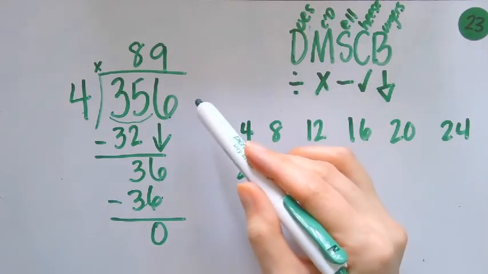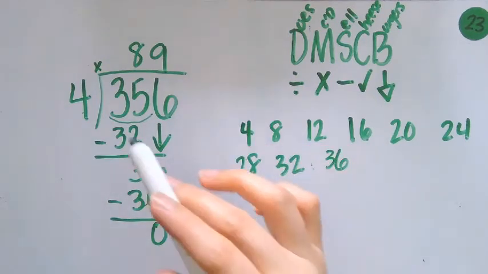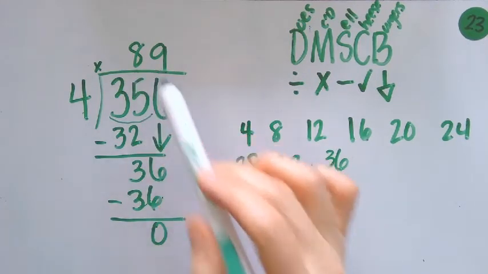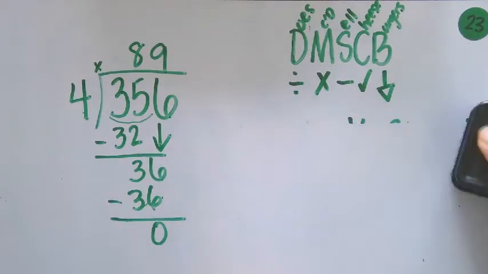Is there anything to bring down? No, there's nothing to bring down. So guess what? We are finished. 4 goes into 356 89 times. But what we're going to do is check our work.